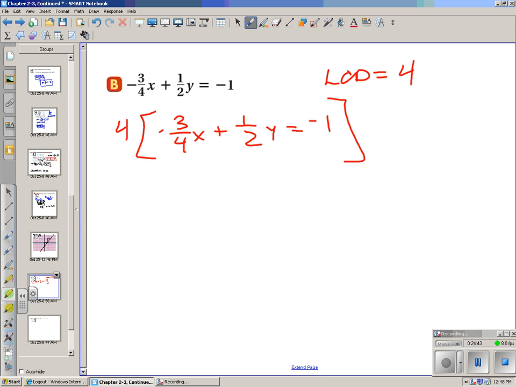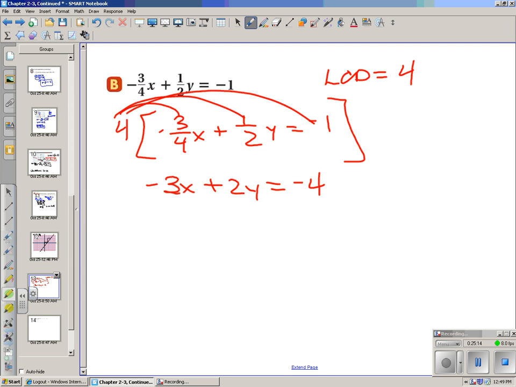Now what? Distribute. I take my outside number and do what first? Divide by my denominator. So what's 4 divided by 4? Multiply by the number on top, and that gives me negative 3x. 4 divided by 2, multiply by the number on top, just gives you a 2y. 4 times negative 1 equals negative 4.